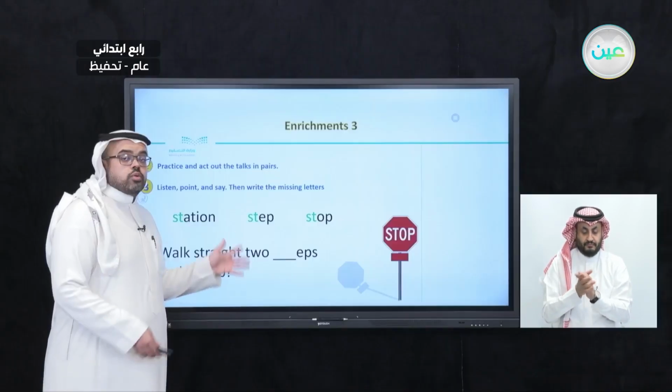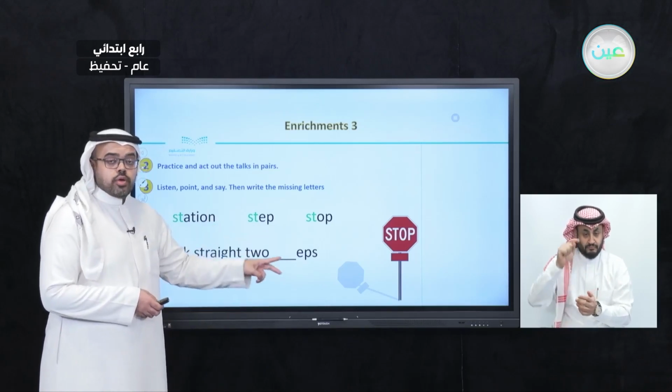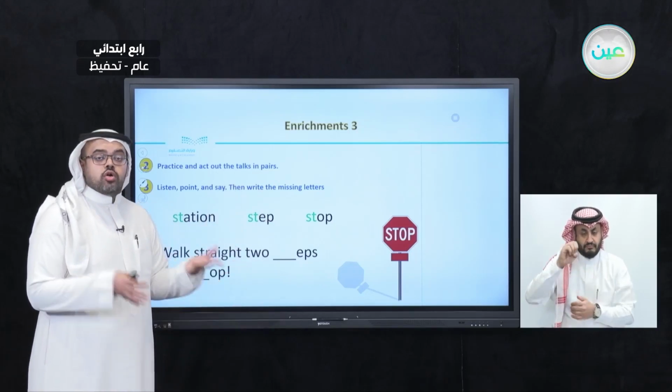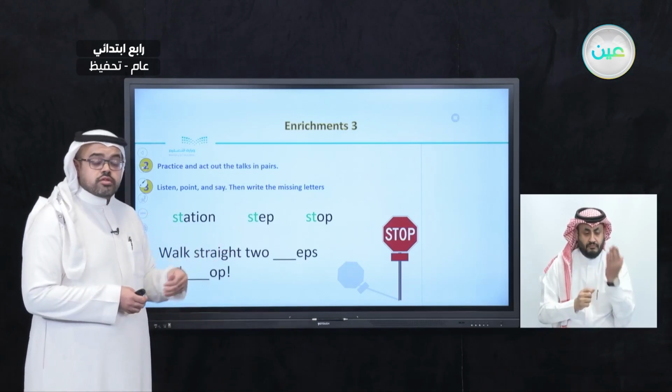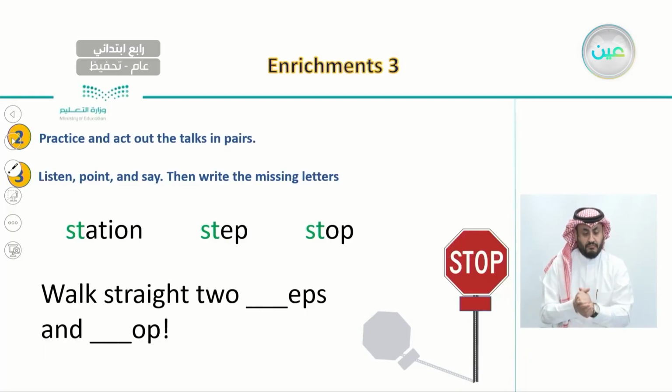So here we have the three words: station, step, and stop. All of these words, we can use them when we give directions. For example, let's read this sentence and try to write the missing letters of it. Here in this sentence is an example of how to use these three words in giving directions. Walk straight 2 steps. And stop.